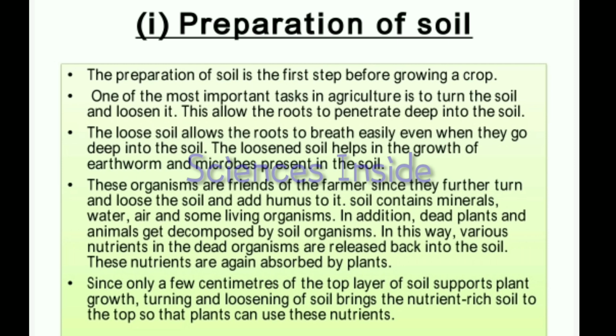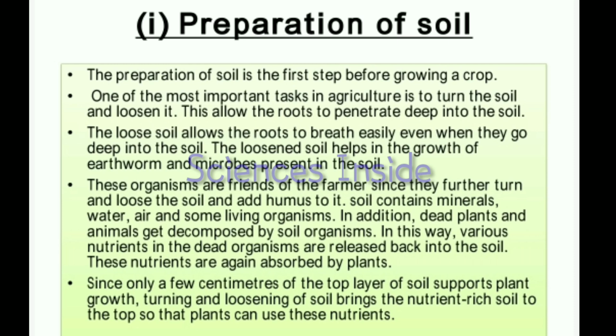The loose soil allows the roots to breathe easily, even when they go deep into the soil. The loosened soil helps in the growth of earthworms and microbes present in the soil. These organisms are the friends of the farmer, since they further turn and loosen the soil and add humus to it.